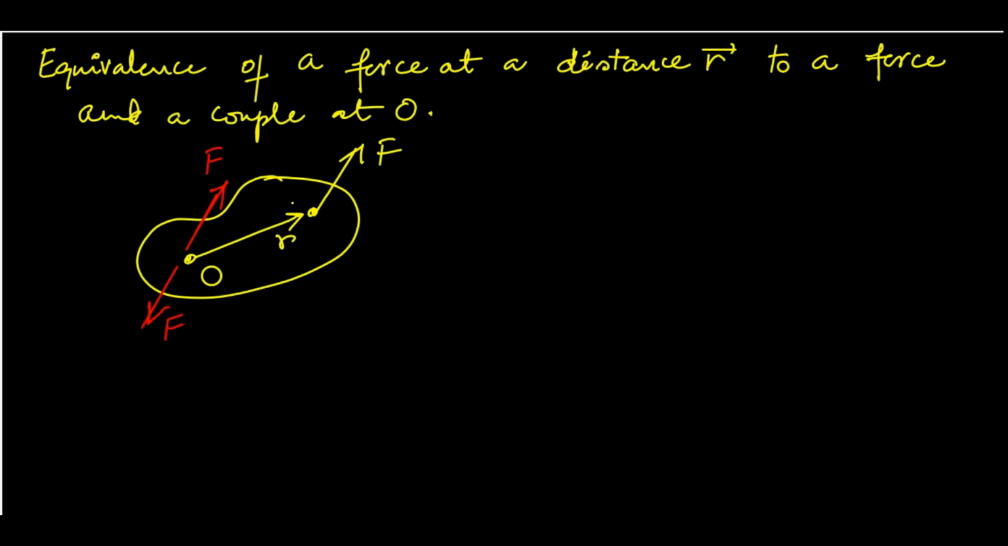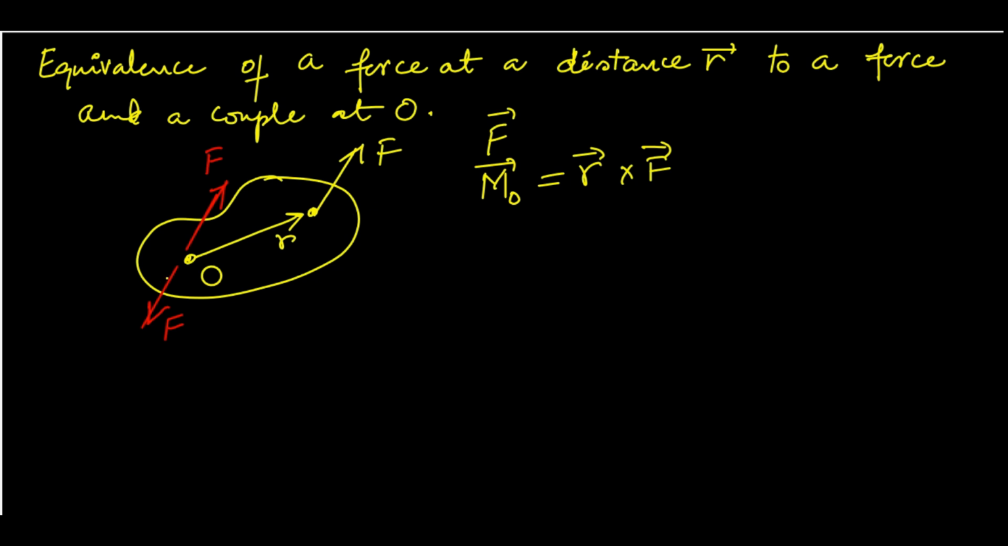So this system is now equivalent to the earlier system. When these forces were not there, the sum of all the forces is only one force, F. Total force acting on the body is F, and total moment about the origin is R cross F. After adding these two forces also it's still the same, right?